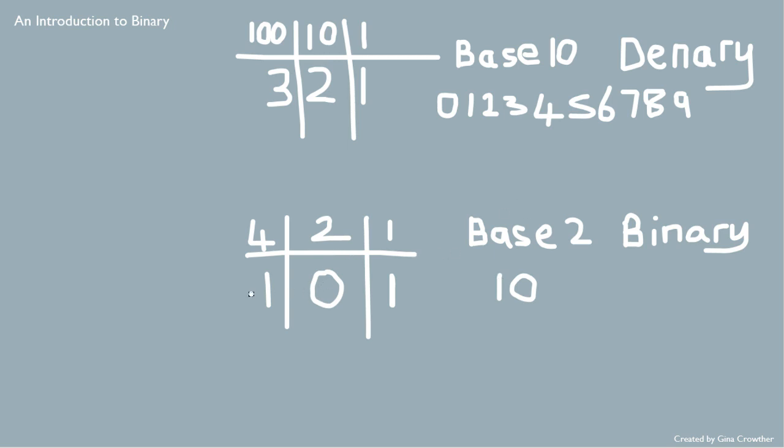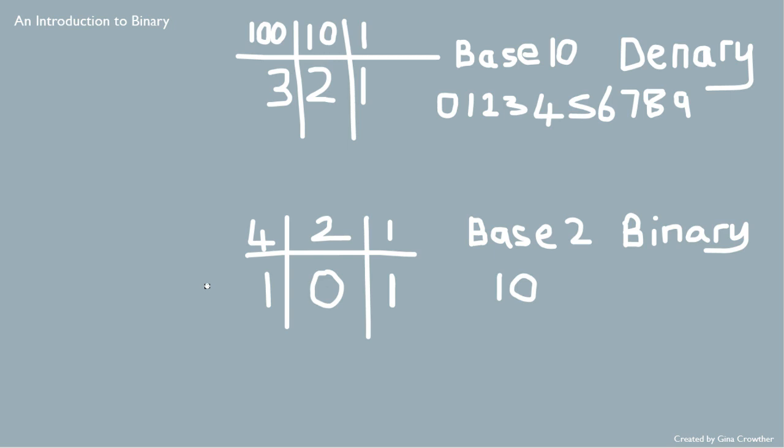Now, if we have a look at this binary number 101, what do they all stand for? Well, a 1 means it's on and a 0 means it's off. What do I mean by that? Well, in your computer we have lots of electrical switches. They're either on or they're off.